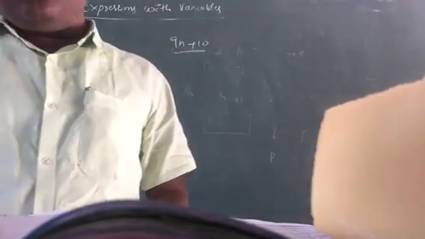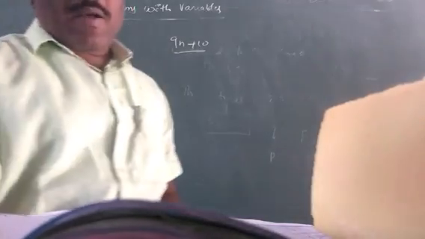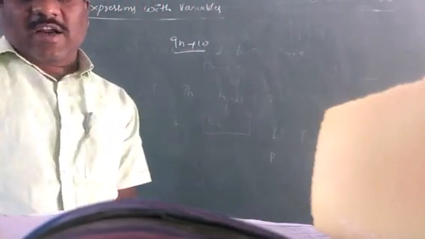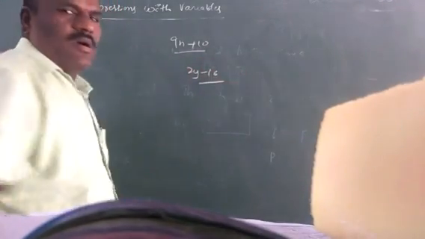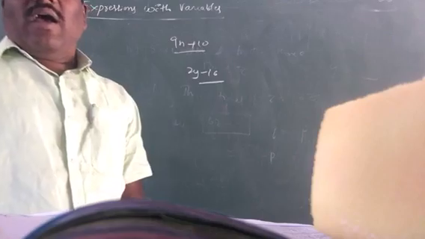And next one. 16 is subtracted from 2 times y. Simple here. 16 is subtracted. Simple answer: 2y minus 16.